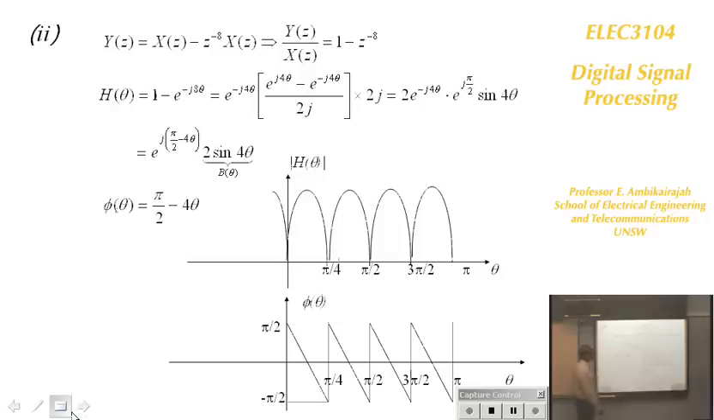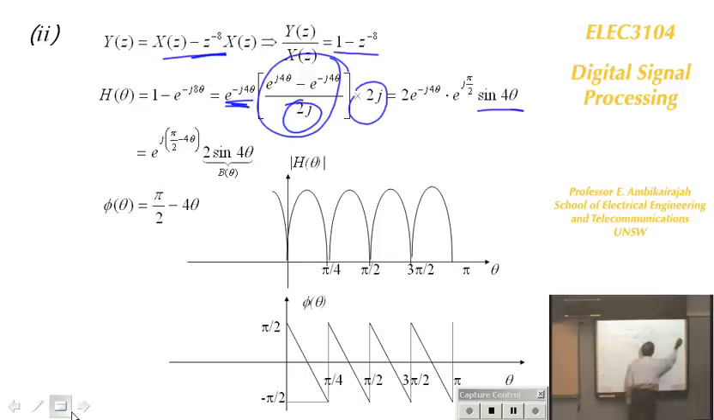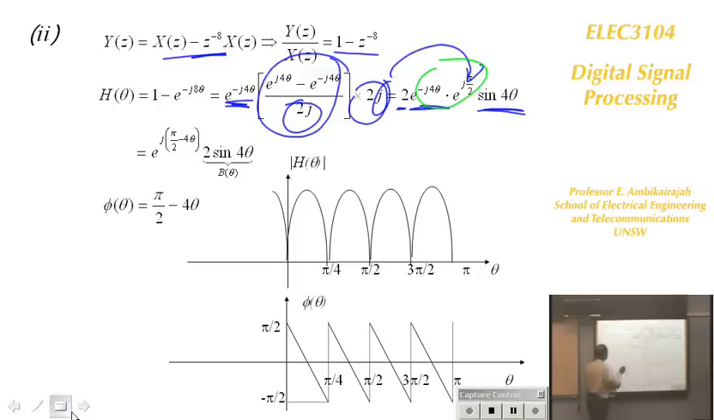Here's the second example. In this second example, you got x to the minus 8 because y minus 8. So you draw that, you got 8. Now what you do, you take half of that out, so e to the minus j theta comes in. You multiply by 2j and 2j, make this a sine, so it's a sine 4 theta. And 1j will become e to the j pi over 2, and then the 2 will be here. So the equation now becomes, these two added together, it's the phase there, and 2 sine 4 theta.